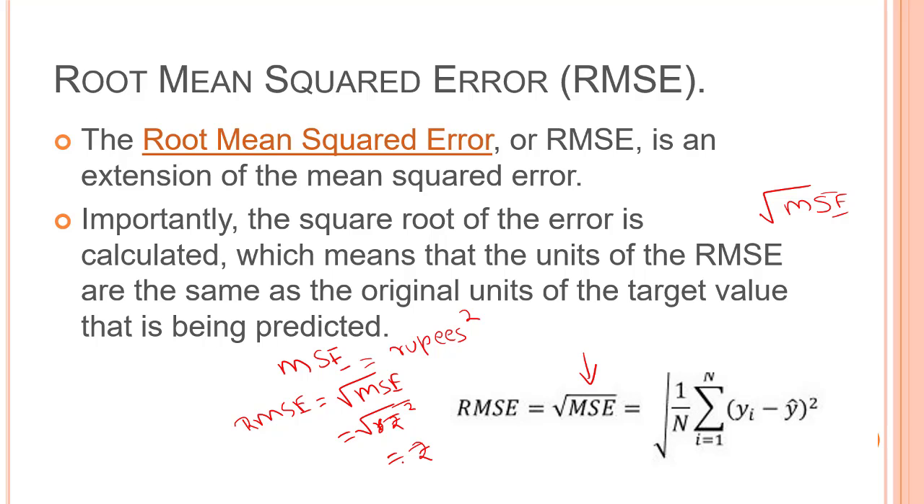So you may recall the square root is the inverse of the square operation. MSE uses the square operation, and that helps us just remove the sign. So that's basically root mean square error.